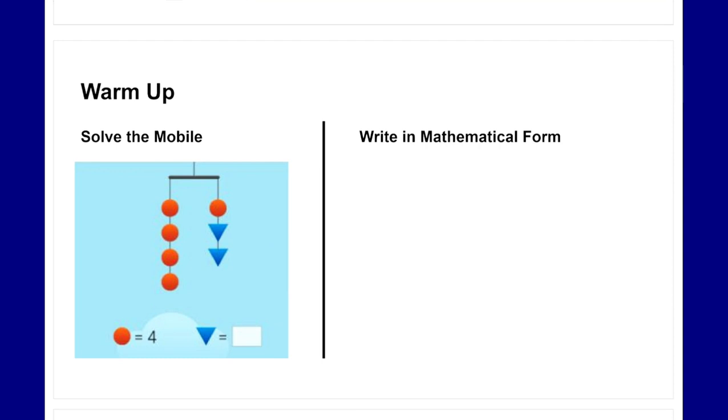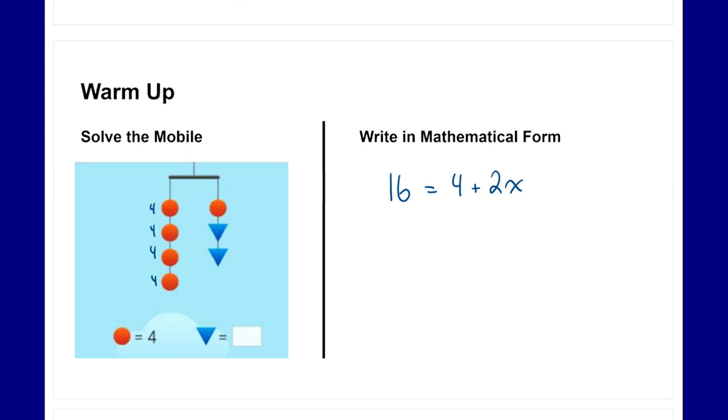I have four circles. I know each circle is 4 because the legend tells me it is. So 4 circles, so 4 plus 4 plus 4 plus 4 is 16, is going to equal 1 circle, or 4, plus 2 unknown triangles, or 2x, right? One unknown plus another is 2 unknowns, so 2x. This one might be a little bit more challenging, right?